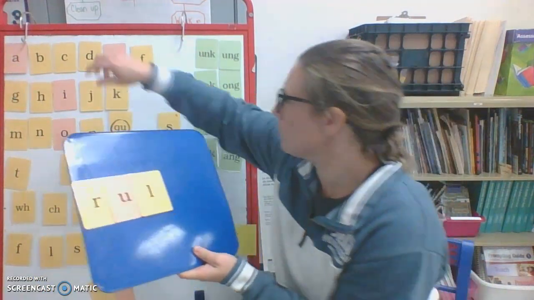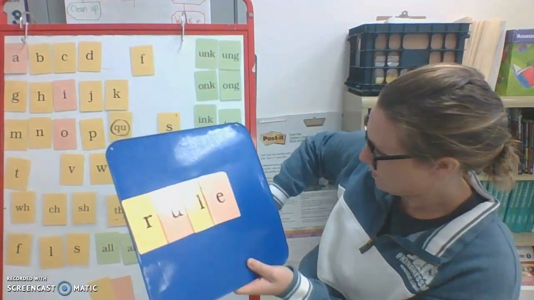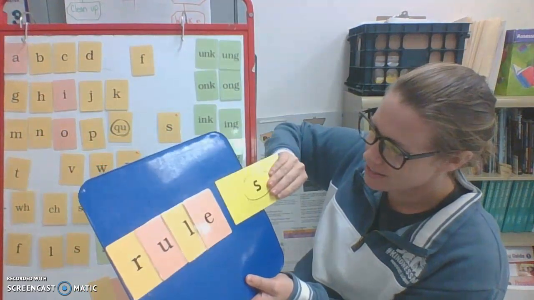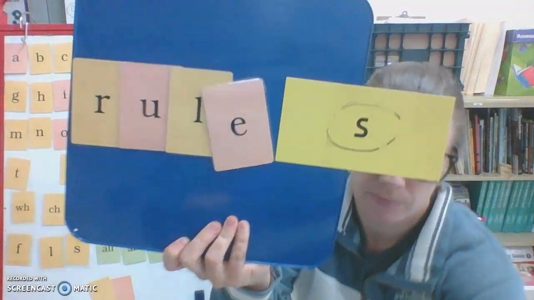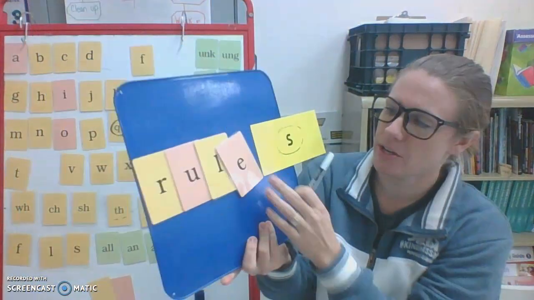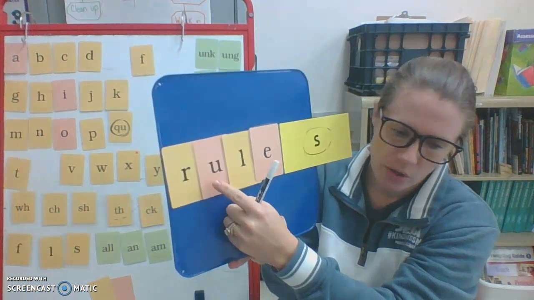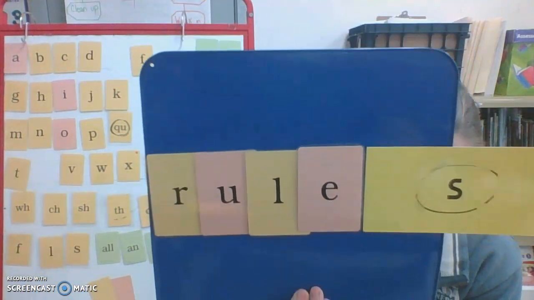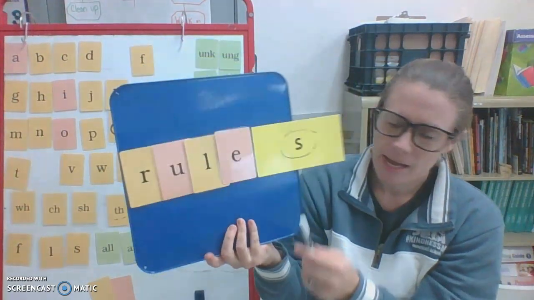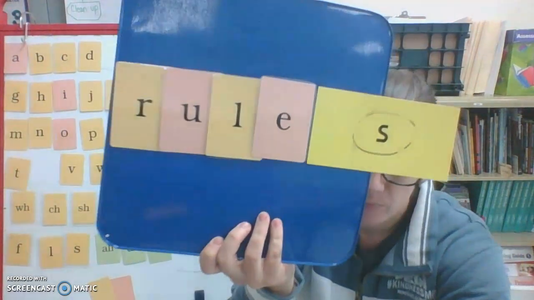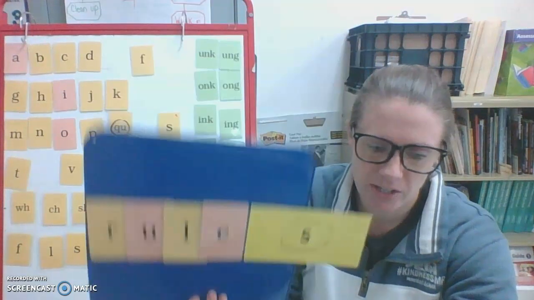It is vowel, consonant E, and it has a suffix S at the end. Everyone, what does my base word say? Rule. Very good. And in rule, the U kind of has the ooh sound. Now, what is my whole word? Rules. Very good. Let's talk about rules a little bit.